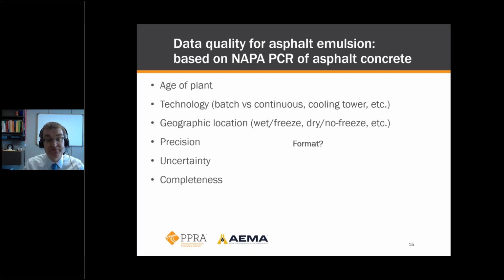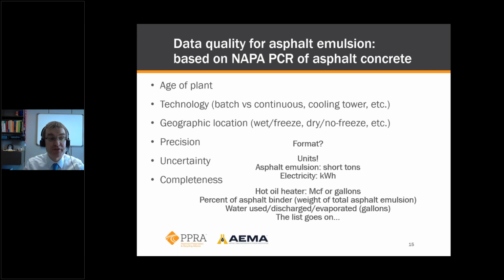Now, the format is very important, and it all comes down to units. You want to make sure that everyone's talking in the same unit. So for asphalt emulsions, we may use short tons. For electricity, we may use kilowatt hours. If we're talking about hot oil heaters, and a lot of asphalt emulsion production facilities use hot oil heaters to heat their lines and heat their tanks, you could use MCF or gallons. So millions of cubic feet or gallons. Different ways of quantifying how much hot oil you're using.